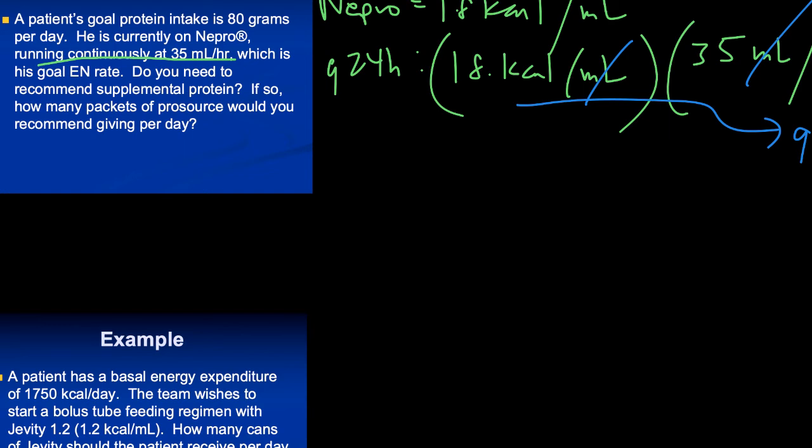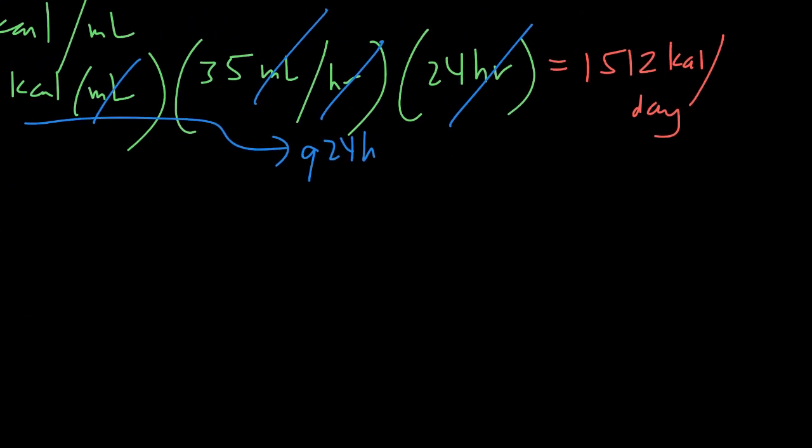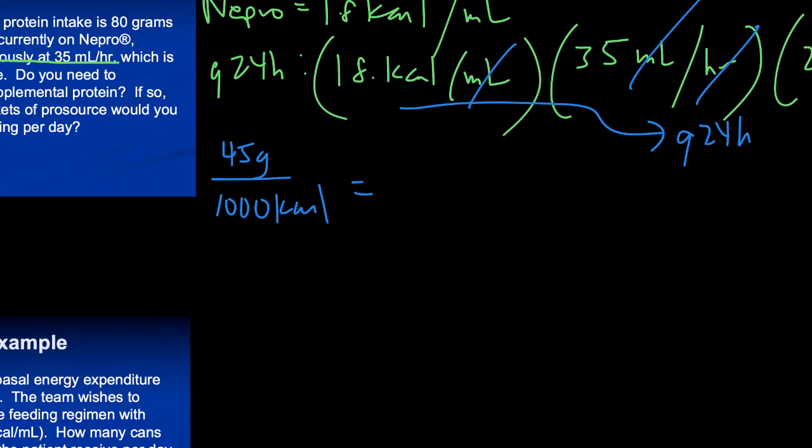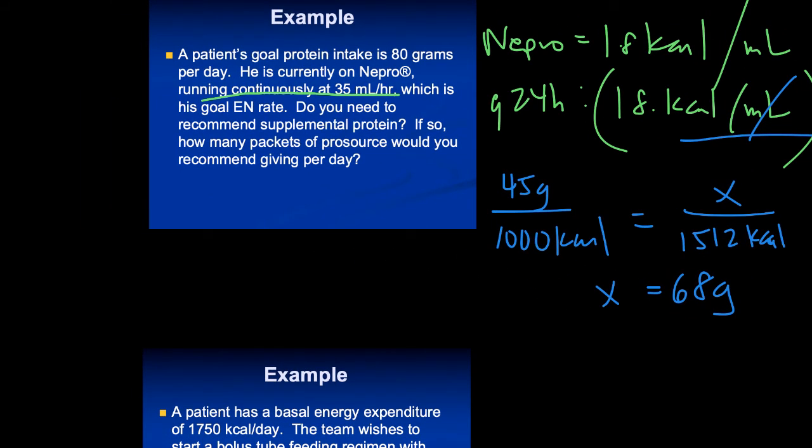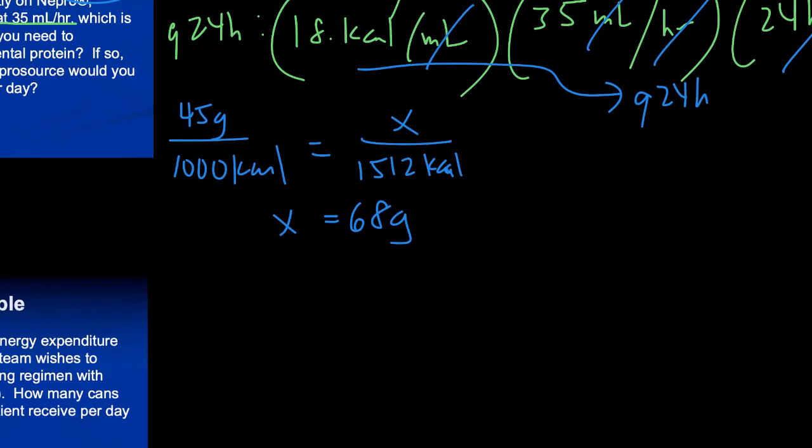So if Nepro provides 45 grams per 1,000 kcal, and you knew that he's on 1512 kcal per day, make sure units match up, 1512 kcal. Solve for x. That gives you how many grams of protein? He's on 68 grams of protein. So, if his goal is 80 grams, he is being underfed his protein, right? Because 68 grams is less than 80 grams.